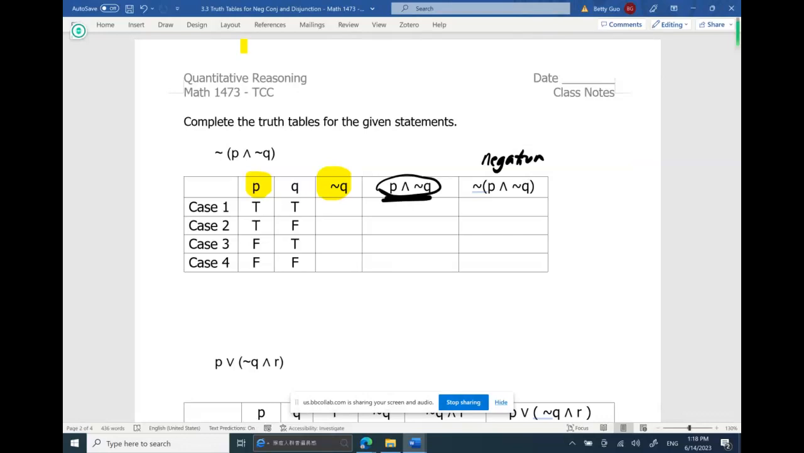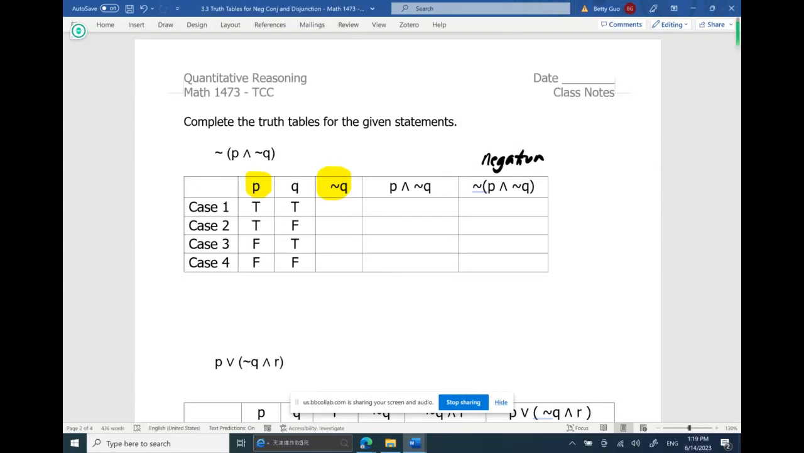We need to know the truth value for not Q. So P and not Q are the 2 component statements of this conjunction. We need to figure out the truth value for the conjunction first, because our target compound statement is just a negation of that conjunction. At this point, you should be able to see the structure of the compound statement. And you must do that, because otherwise it's not possible for you to have the correct truth tables.